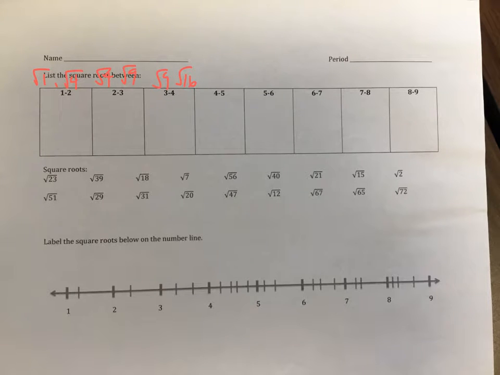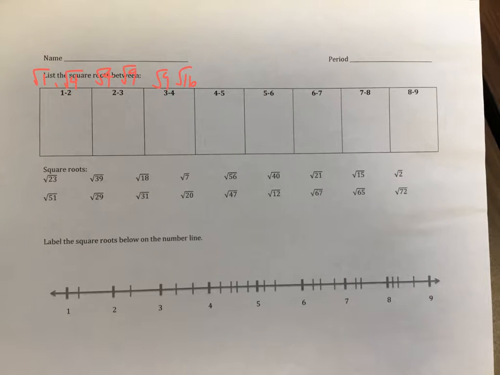So what I'm looking at here is, what square roots down here fall between the square root of 1 and the square root of 4, since the number 2 is the square root of 4? Over here, what numbers fall between the square root of 9 and the square root of 16? Because the square root of 9 is the number 3, the square root of 16 is the number 4, and so on and so forth.